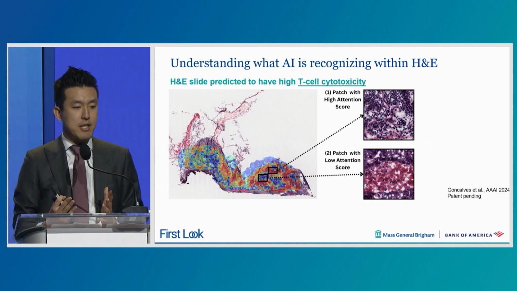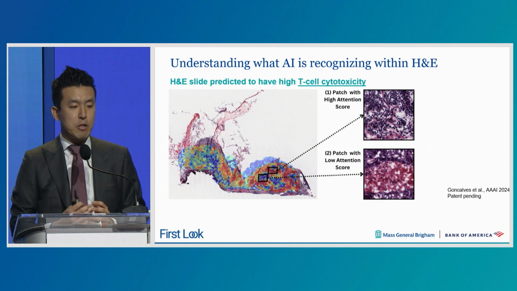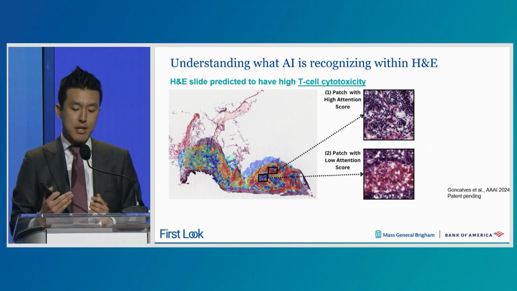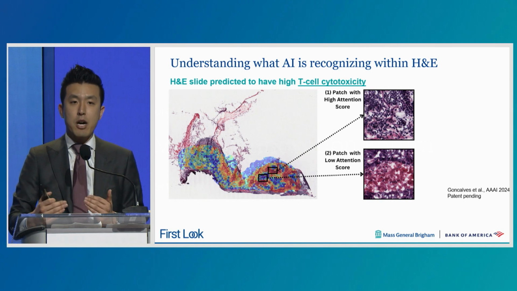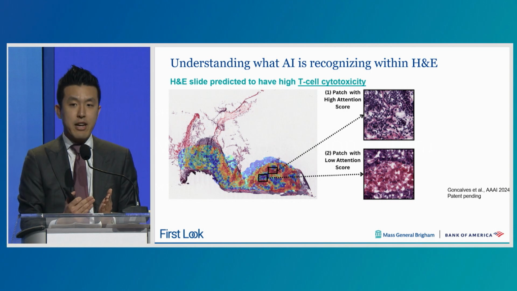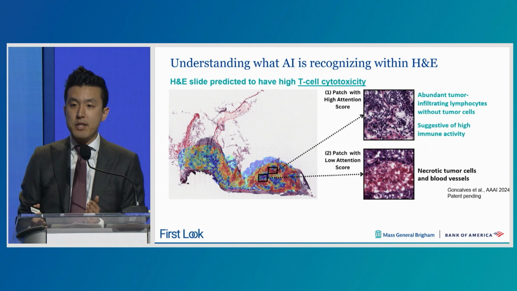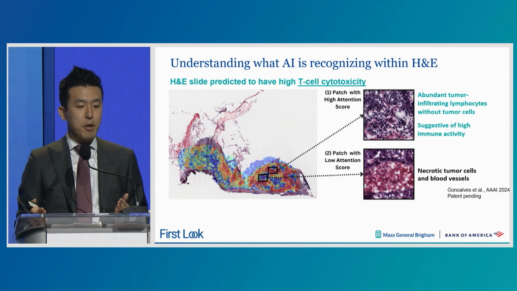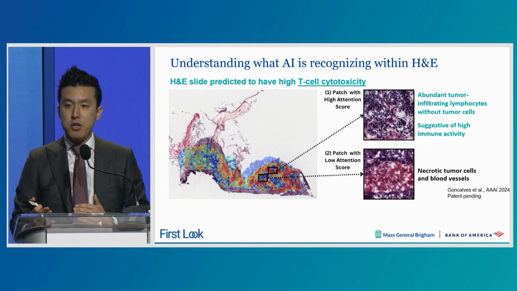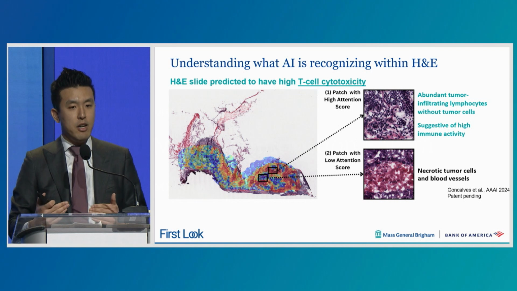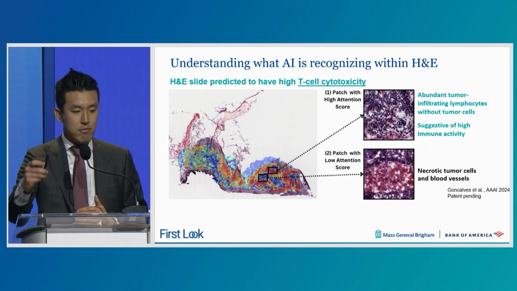So here's one such example. This is an H&E slide that was predicted to have a high degree of T-cell cytotoxicity. We asked the model what exactly it was looking at in the slide to make this prediction of interest, and as you can see, it highlighted a bunch of lymphocytes, which are suggestive of high immune activity, and it paid less attention to areas of the slide that are irrelevant for the task.